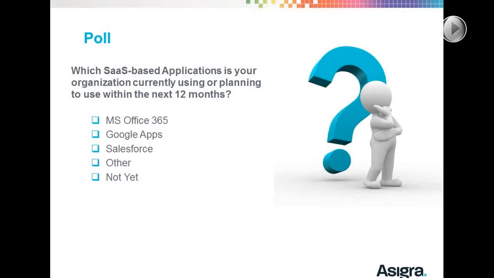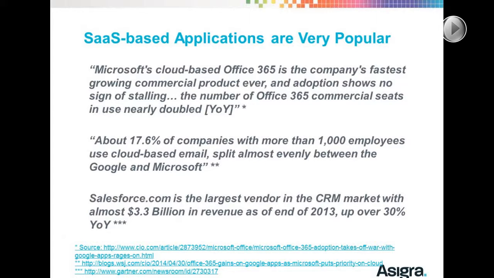Okay, super. Well, 100% is quite awesome. So you guys are not alone in your adoption of SaaS. I guess that's the important thing I want to leave you with on this slide. And the reality is that enterprises everywhere are embracing SaaS-based applications. So here's a few quotes. Office 365, it's Microsoft's fastest growing commercial product ever, and they've seen the number of commercial seats double year over year through end of 2014.